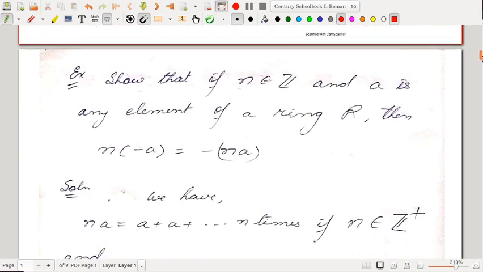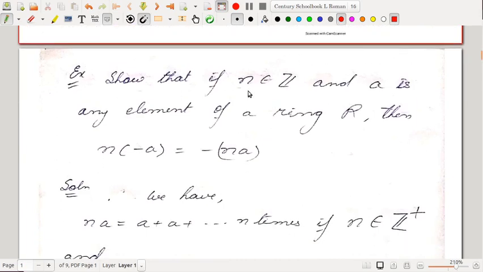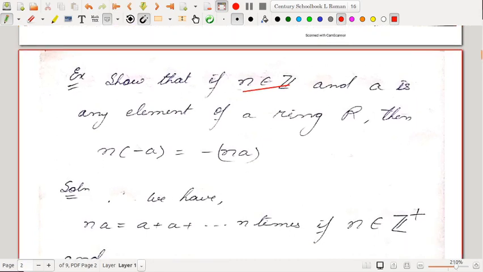So using this, let us show this. Show that if n belongs to Z, where Z is the set of integers, and A is any element of a ring R, then n multiplied with minus A means n times minus A.